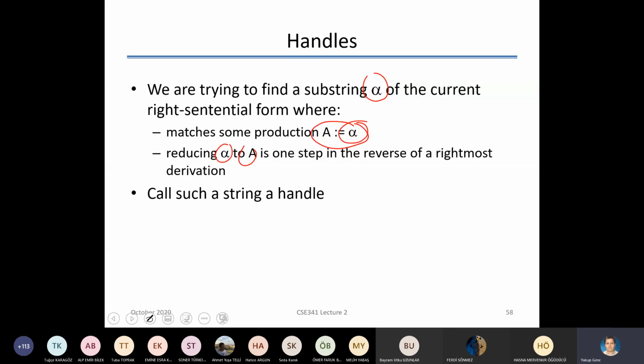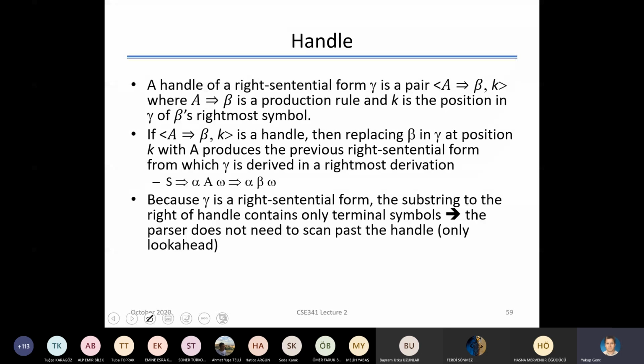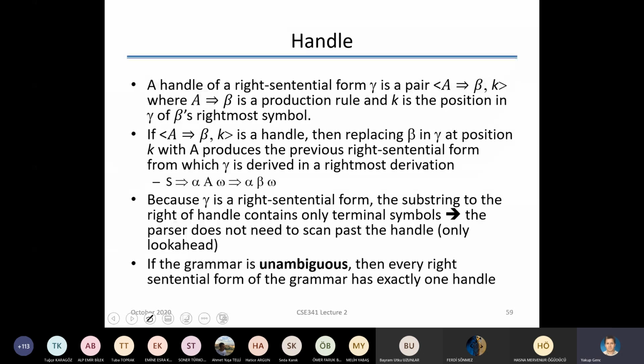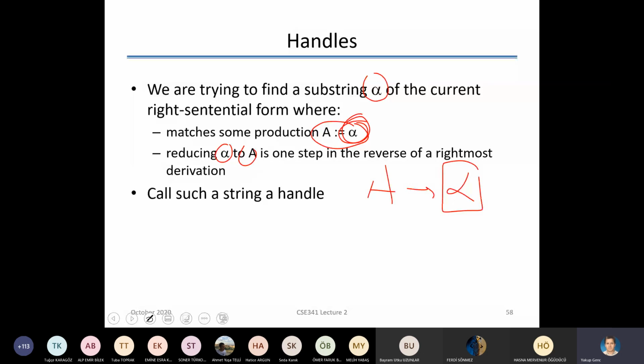A little bit more on this. If you have something like A goes to alpha, and this is the current handle on top of the stack, and you also have another rule, B goes to alpha, so if your handle matches two production rules' right-hand sides, then you have what we call a conflict. You cannot choose; you can either choose this one or this one. This is a reduce conflict, and we are going to talk about this one.